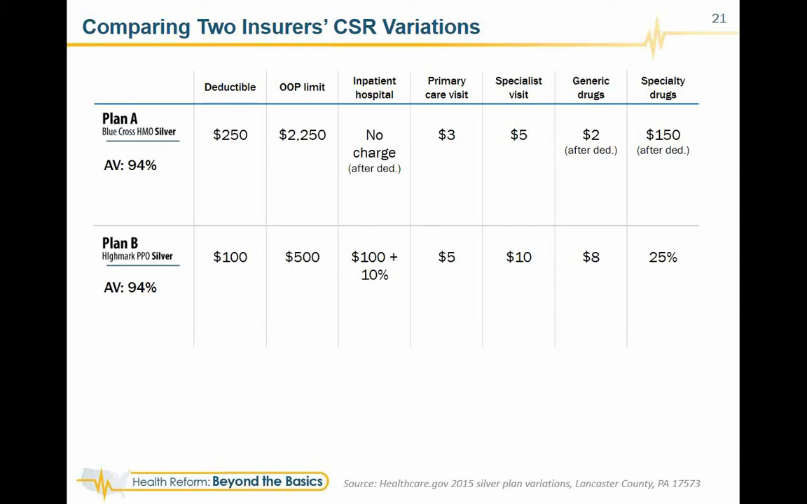So on the top row, there's a $250 deductible for plan A and a $100 deductible for plan B. You can see the out-of-pocket limit is very different. It's much higher for plan A than it is for plan B. And then there's different copayment charges for prescription drugs, for primary care visits, and specialty drugs in particular after the deductible are $150 in the case of plan A, and then with plan B there's a co-insurance percentage, so 25%. So those are important features to pay attention to for folks in CSRs.